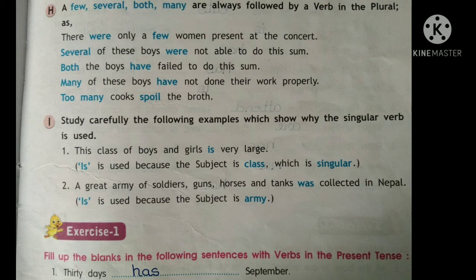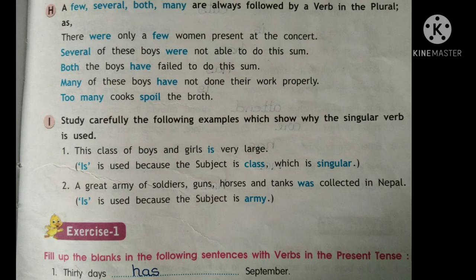So these are the points that we need to keep in our mind when we are writing a sentence, that how we need to adjust and agree the verb with the subject and what we are talking about. So now let us begin with the first exercise. We need to fill in the blanks in the following sentences with the verbs in the present tense. So present tense, if you remember, we always agree with the subject and we add an S or ES to the verb.